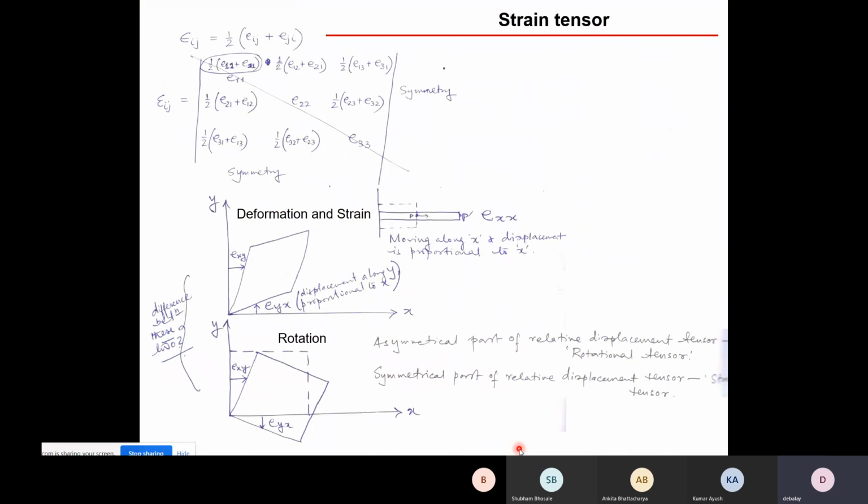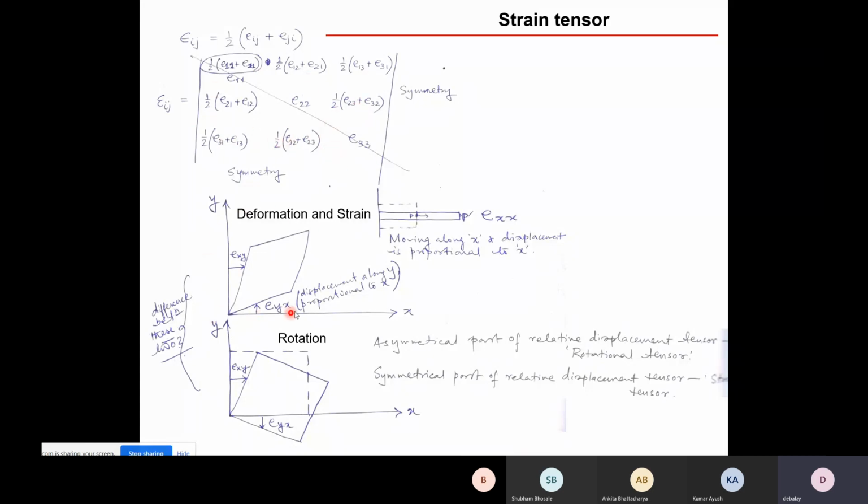Coming to the next slide, we have shown different kinds of conditions, what I have discussed with you so far. We are showing here that the stress tensor is a symmetrical tensor. The strain tensor is a symmetrical tensor. E12 plus E21 by 2. Here also E12 plus E21 by 2. The third term of the first row and the first term of the third row, the third term of the second row and the second term of the third row, they are equal. So there are 6 net values.